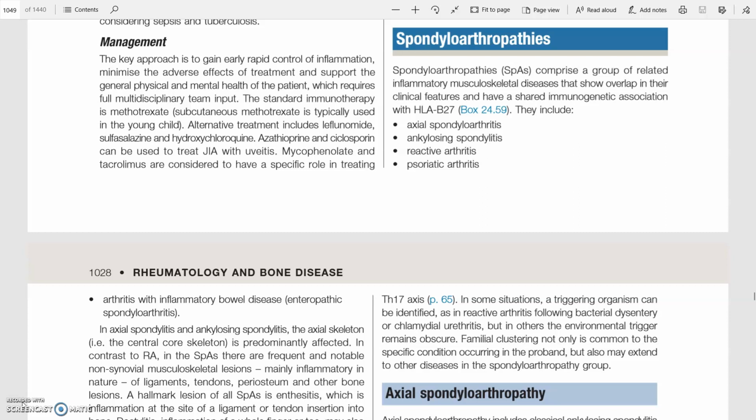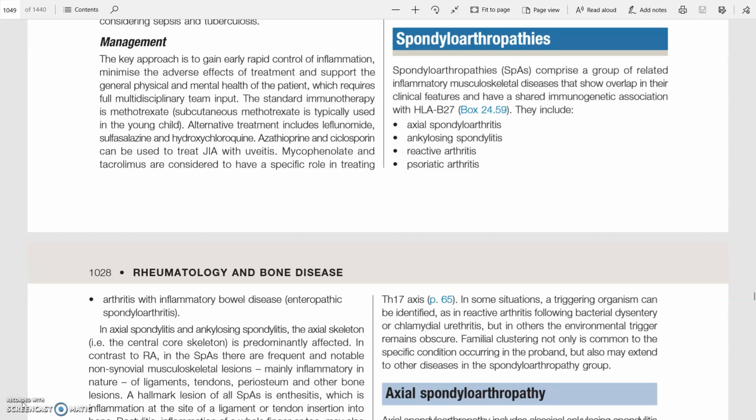Spondyloarthropathies comprise a group of related inflammatory musculoskeletal diseases that show overlap in their clinical features and have a shared immunogenetic association with HLA-B27. Whenever we talk about the spondyloarthropathies and the conditions included in this umbrella term, we will need to focus, from a genetic basis, on HLA-B27, right?